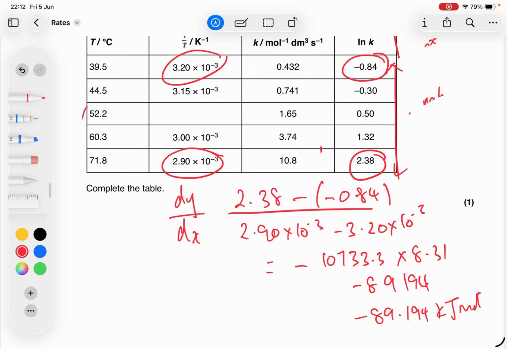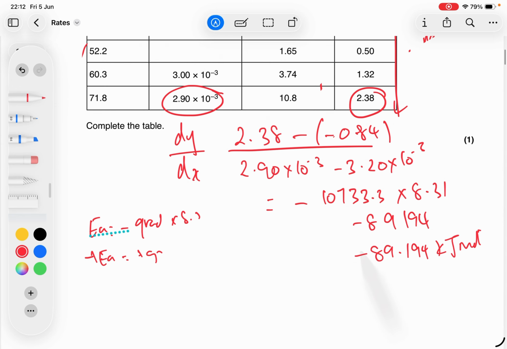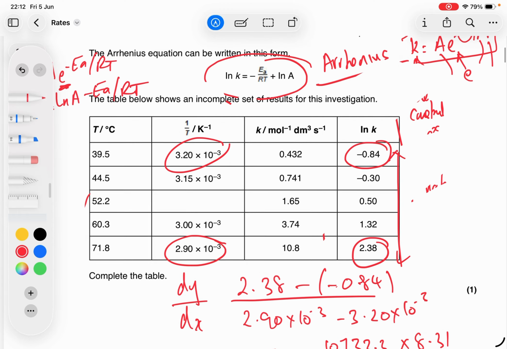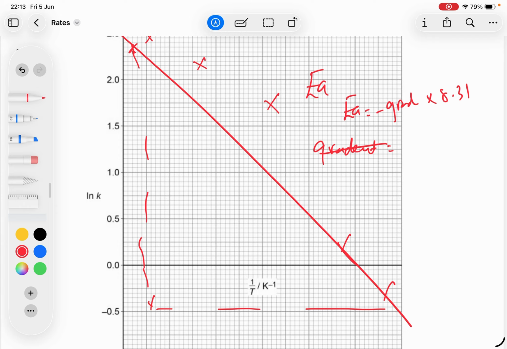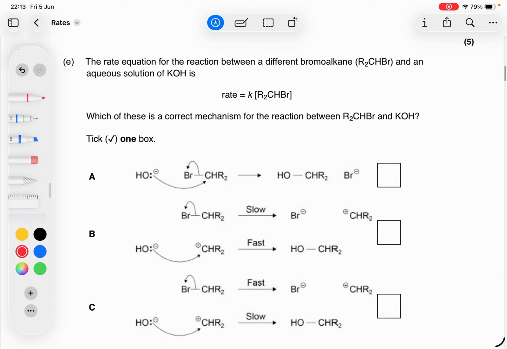Remember, EA is minus gradient times 8.31. So minus EA and minus gradient becomes positive. So the value for EA is going to be positive 89.2 kilojoules per mole. And that is how you would do an Arrhenius graph. Now, I haven't actually plotted it properly just to save time, but that's how you would be plotting this graph.